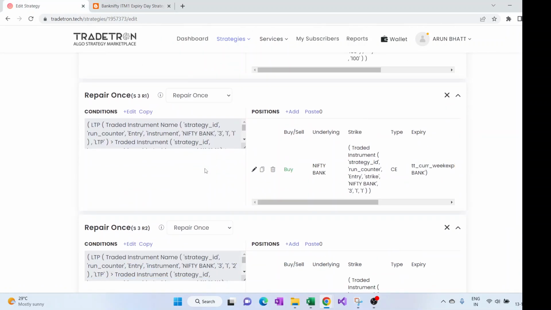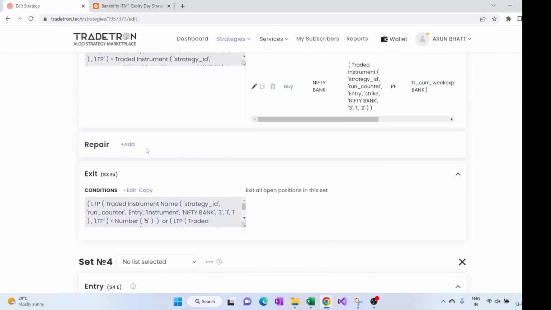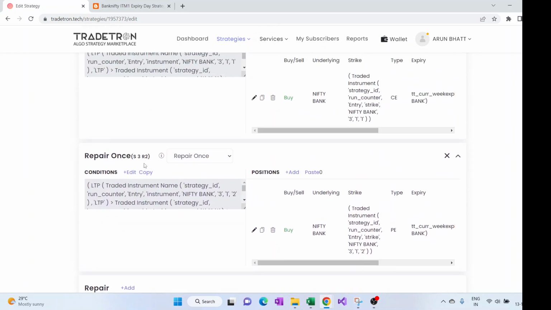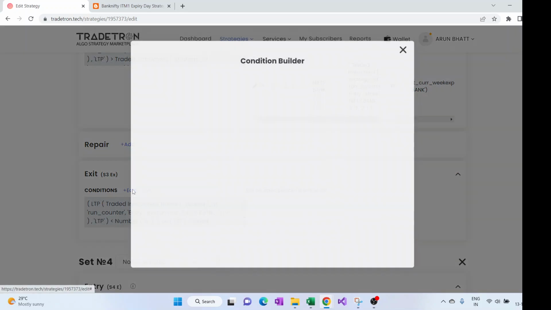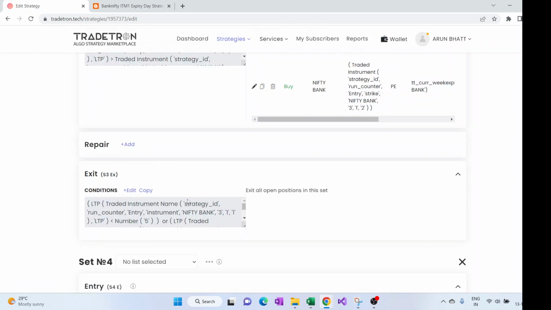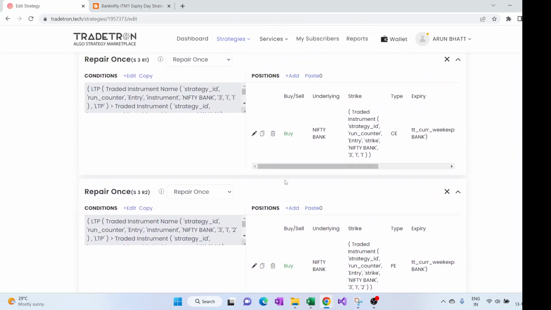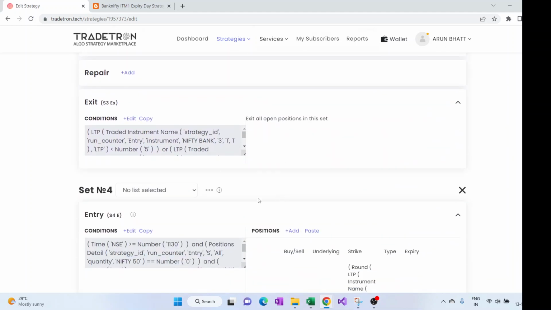Now the Nifty ITM1 strategy is coded in set 4, and we can see for the first, second, third sets, I don't have any MTM loss or MTM profit target set. One way to set that target is using the position detail function with the profit P&L. I'll explain that later, but anyway I'm not using that for this strategy.